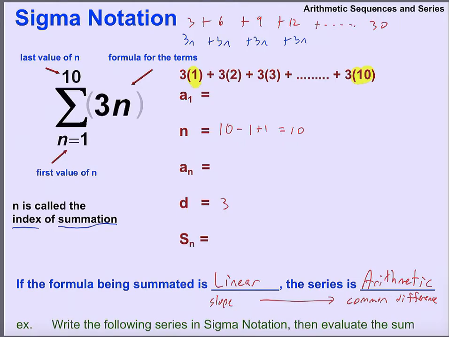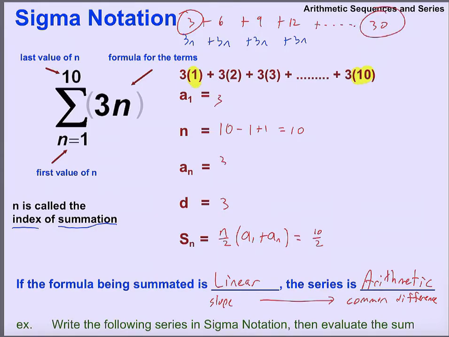Remember the formula for S sub n is n over 2 times a sub 1 plus a sub n. Well, we just identified that there are 10 terms, so we can call this 10 over 2. If I just figure out what the first term is, well, we already said that's 3. And what the last term is, well, that's 30.